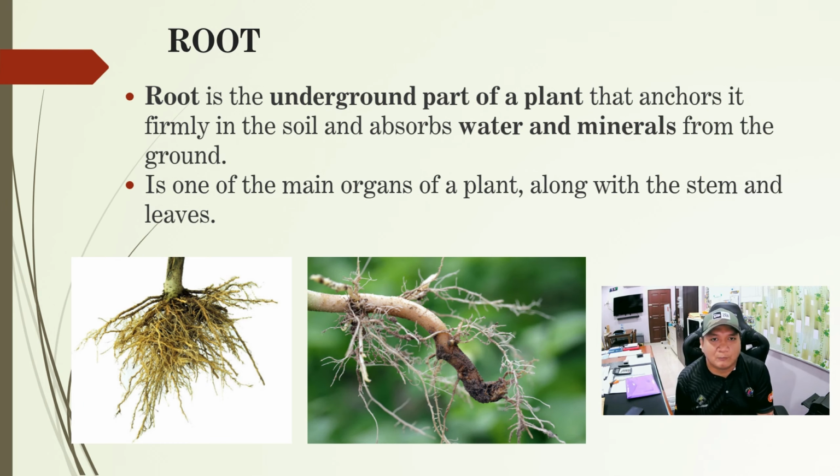One of the components in plant morphology is the root. So I will explain about roots. My fellow members will explain about the stem, leaf, fruits, flowers, and seeds. So the first component is root. Root is the underground part of a plant that anchors it firmly in the soil and absorbs water and minerals from the ground. It is one of the main organs of a plant along with the stem and leaf. This is the picture of the root.